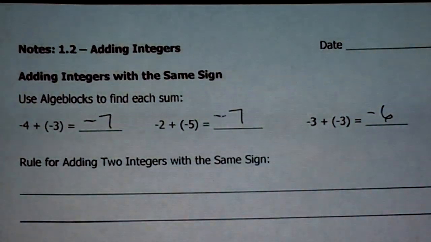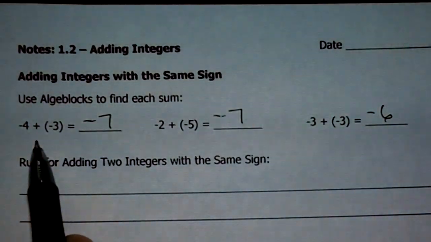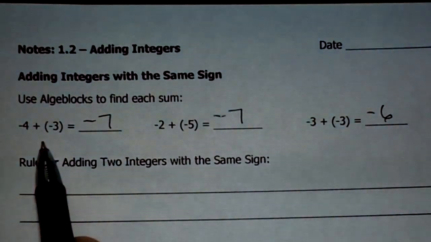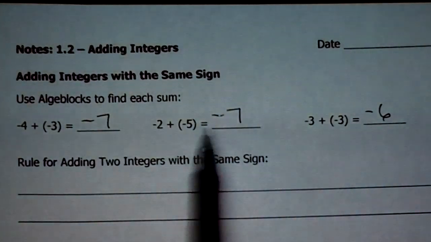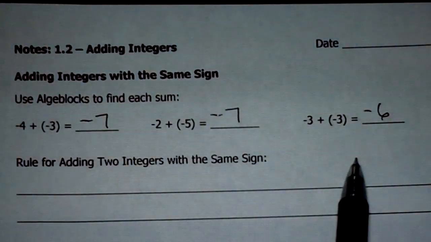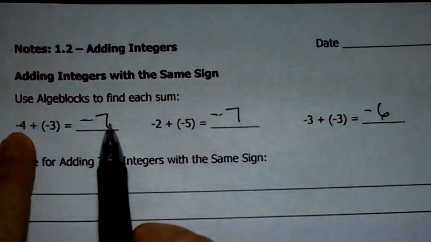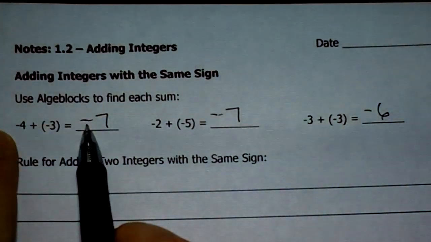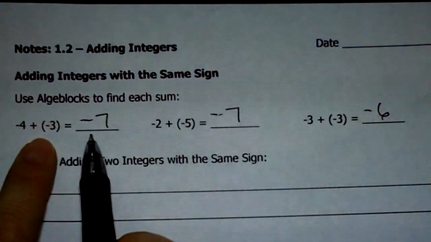So some of you probably already understand this rule. If you don't, you need to, because if I gave you negative 215 plus negative 87, you do not want to count out all these blocks, right? What I'm hoping that you're seeing here is that if you're adding integers with the same sign, you keep the sign, and you add the digits normally, right? 4 plus 3 is 7, and we're keeping that a negative 7, because if you have 4 negatives and another 3 negatives, you have 7 negatives.